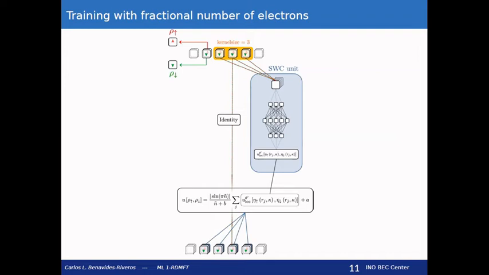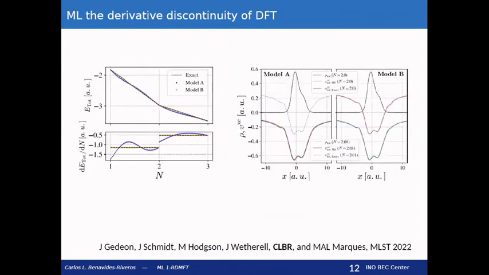So of course it could be artificial in the sense that we force the neural network to learn that, but I will show you that with only this change in the structure of the architecture of the neural network, we are able to reproduce, for instance, the jump of the exchange correlation potential when you cross an integer number of particles. So here is the example.